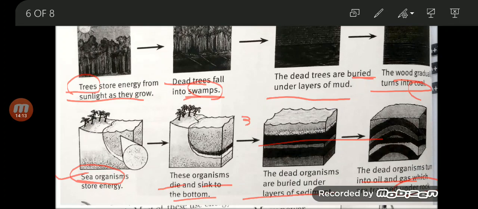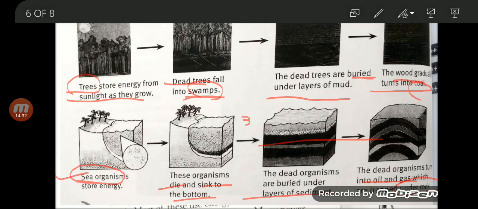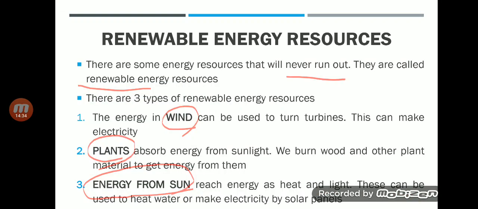Next, sea organisms store energy. These organisms die and sink to the bottom. The dead plants are buried under a layer of sediments, and the dead organisms do not decay. Instead, due to high temperature and high pressure, they are converted into gas and oil. Okay. Now, renewable energy resources will never run out, they will never finish.